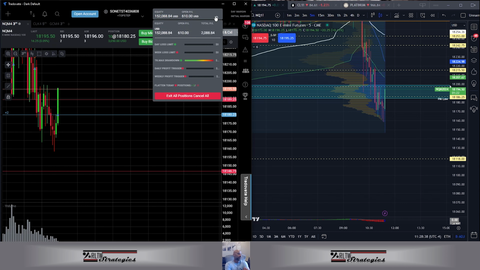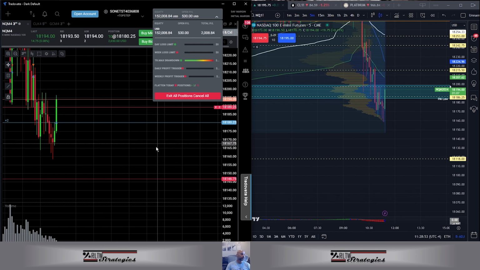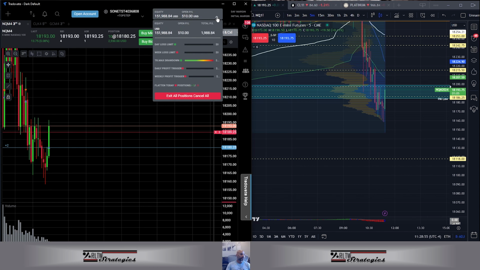So this is what we're looking at right now. I got to cut it off at 4,500. If it continues to climb and it gets to 4,500, I got to close the position because that will be my max profit for the day for the combine. So we're sitting pretty right now.